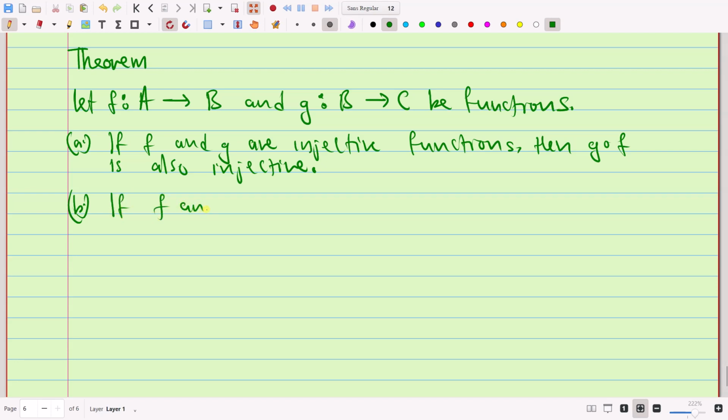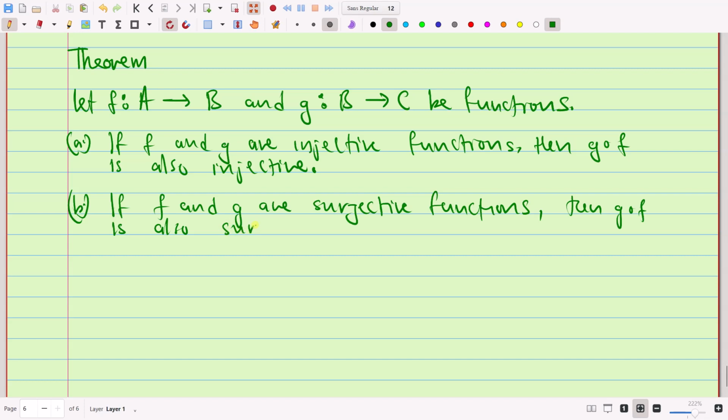Then B, if f and g are surjective functions, then the composition g of f is again surjective. You see, so these are things that you should know.